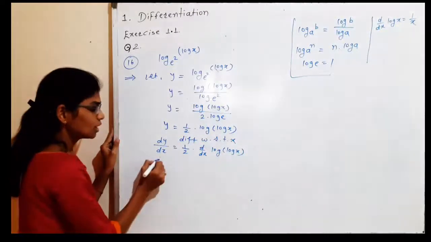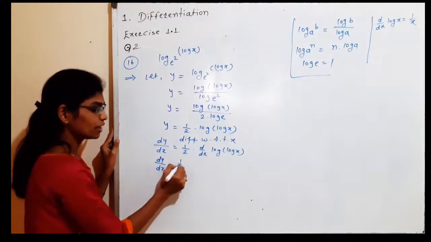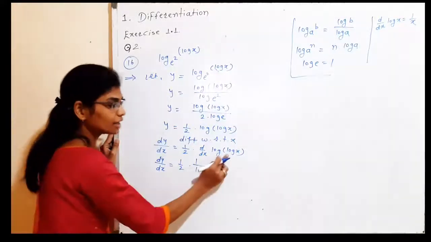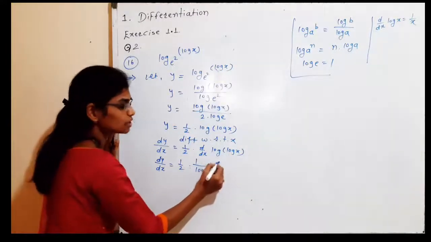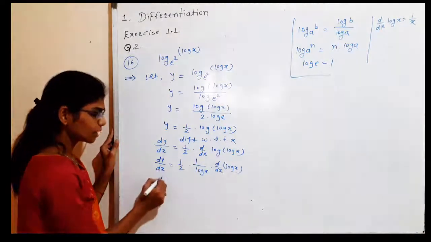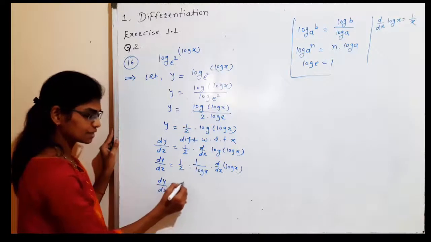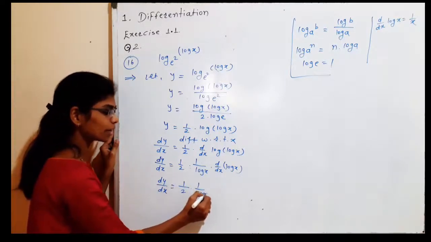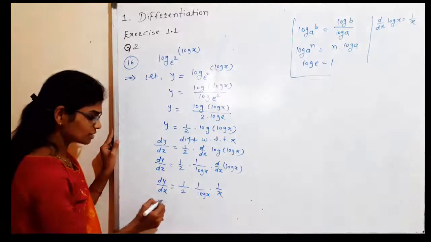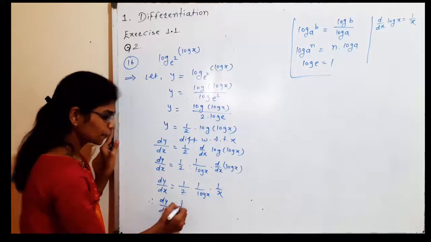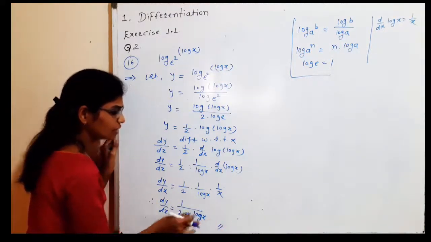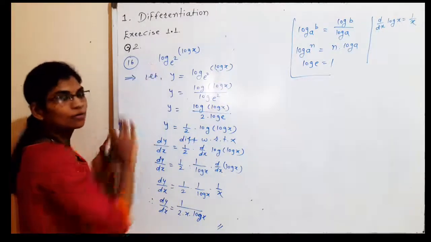So here we can consider the value of x as log x, the whole bracket. So dy by dx is equal to 1 divided by 2 multiplied by 1 by log x, multiplied by, again, the derivative of the bracket, it means the derivative of log x. At next step, dy by dx is equal to 1 by 2 into 1 divided by log x multiplied by the derivative of log x, which is 1 by x. So the final answer is dy by dx is equal to 1 divided by 2 into x into log x, and that is the derivative of the given function.